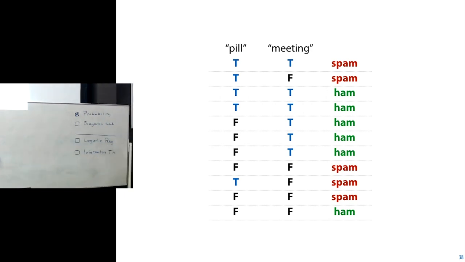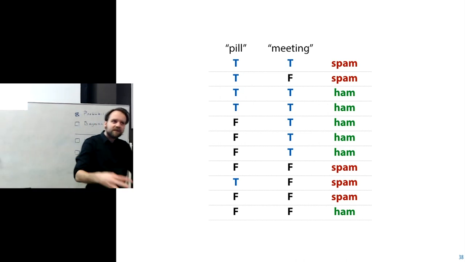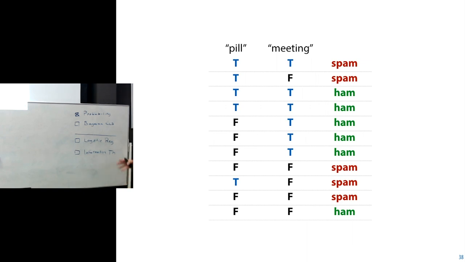So here we have a dataset. Each instance, each row is an email. And the features are whether the word pill occurs in the email or the word meeting occurs in the email. We took pill as a kind of indicator of probably spam and meeting as an indicator of probably not spam. And then we gather up a bunch of emails and we get a class column.